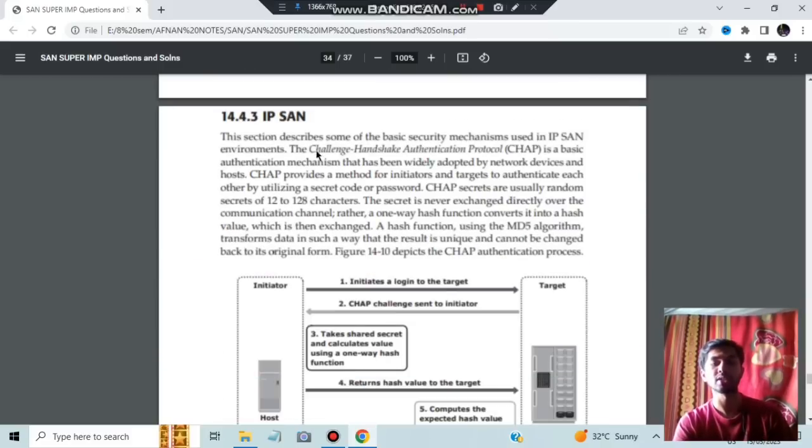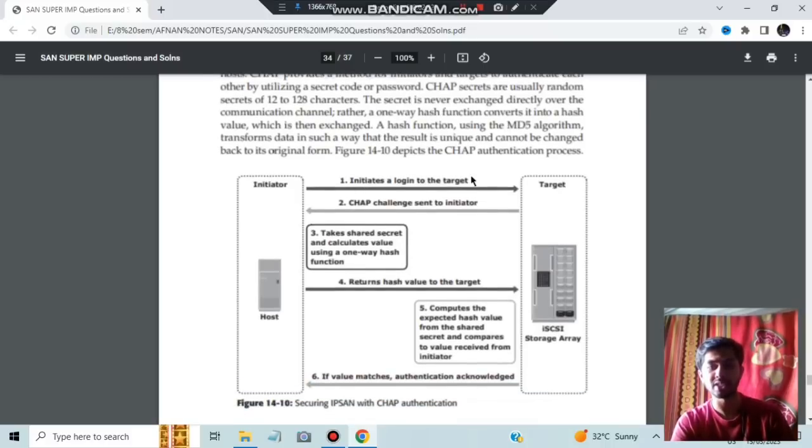Okay. Next, we have the IP-SAN. IP-SAN basically uses the Challenge Handshake Authentication Protocol. Handshake means what? You send a request, from there the acknowledgement comes, then you send the data, and the acknowledgement comes that the data is received, then that will be a three-way handshake protocol. Okay, like that only it happens. The initiator initiates a login to the target, and the CHAP challenge is sent to the initiator, which takes the shared value, returns the value, and then it matches the value, authentication acknowledged. Acknowledgement is being sent again.